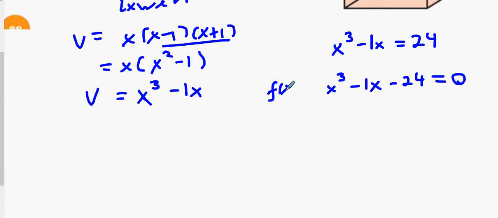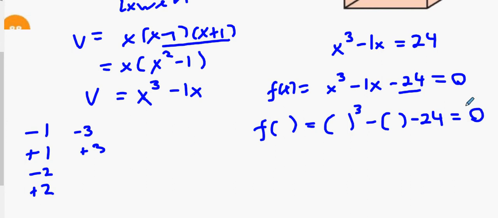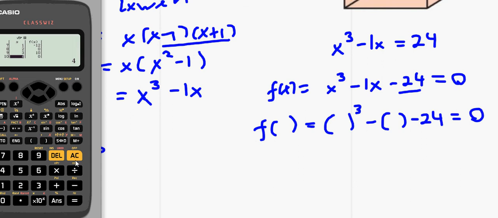Everybody familiar with the trial and error approach? You try all the factors of minus 24. Minus 1. What else do you try? Plus 1. Minus 2. Plus 2. Minus 3. Plus 3. And what you constantly do is you constantly insert them into the x until you find which one works. Is that what we do? What do we do? Calculate our function, and we just narrow it down straight away.